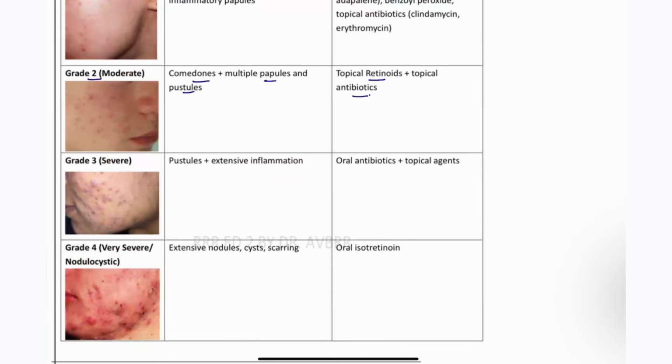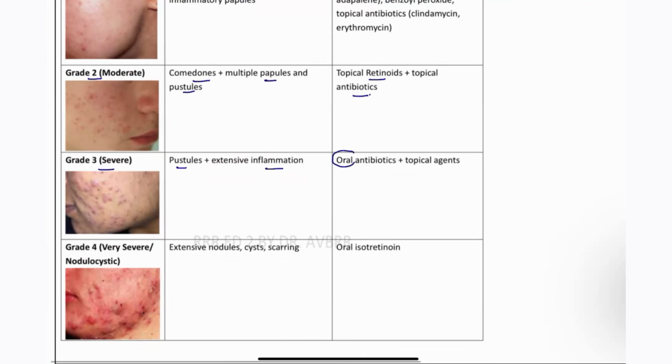Grade 3, pustules and inflammation are also seen, so oral antibiotics plus topical retinoids are given. Grade 4 is very severe nodulocystic acne, with extensive nodules and scarring. For this patient, we are going to start oral isotretinoin. But oral isotretinoin is contraindicated in pregnancy, because it causes teratogenic malformations in the baby.